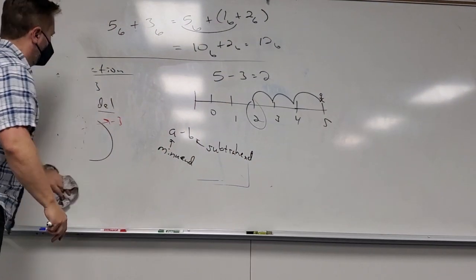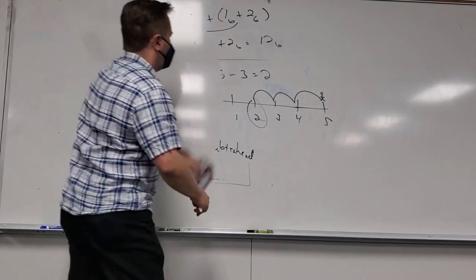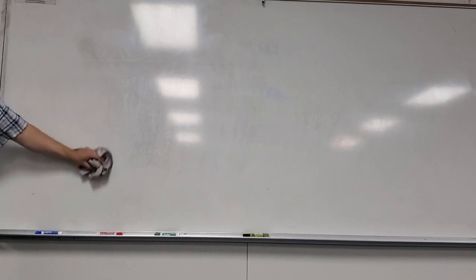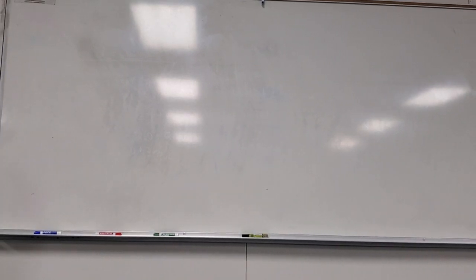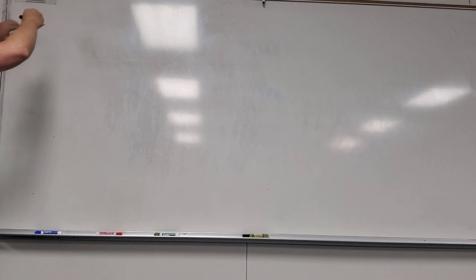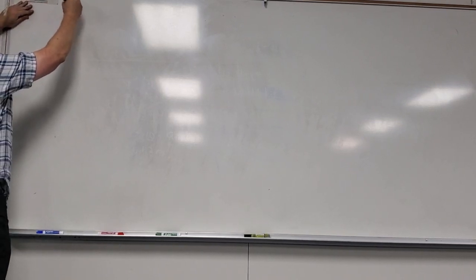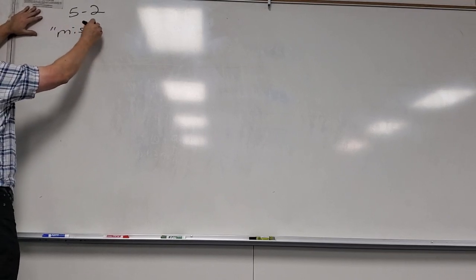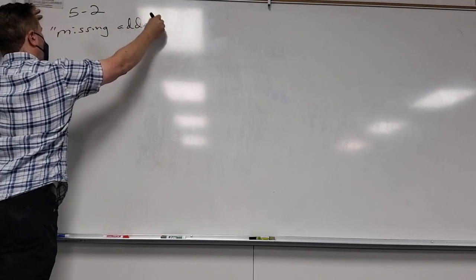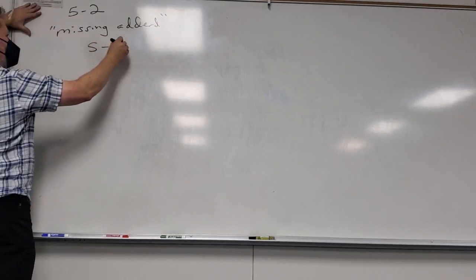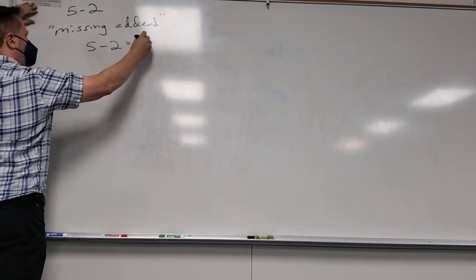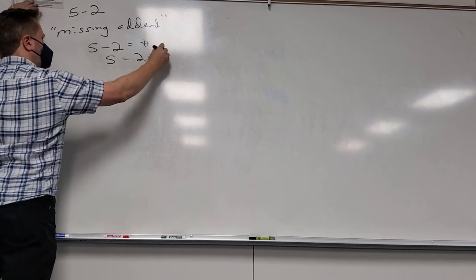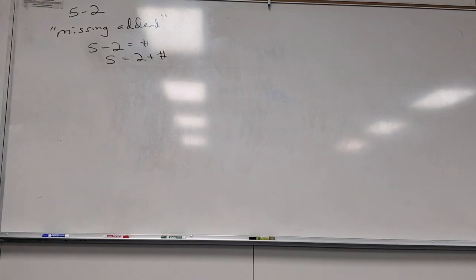So, another way to look at, let me see, what's a good example? Okay. So if I want to do 5 minus 2, I can look at it the missing add-in approach. So 5 minus 2, the answer is actually what you add to 2 to get 5, the missing add-in approach.